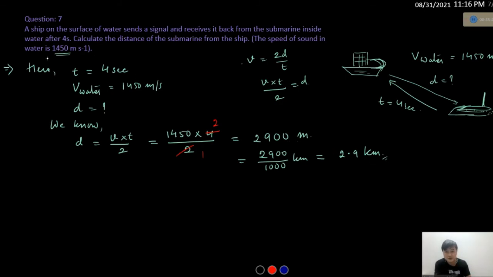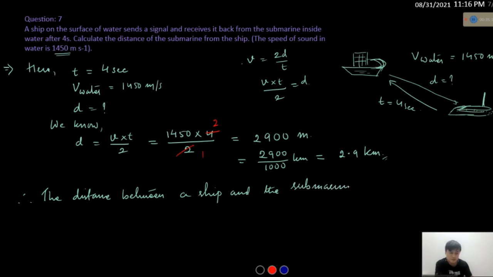So therefore the distance between a ship and the submarine is equal to 2.9 kilometers. They are 2.9 kilometers away from each other. Now let's move on to the next question.